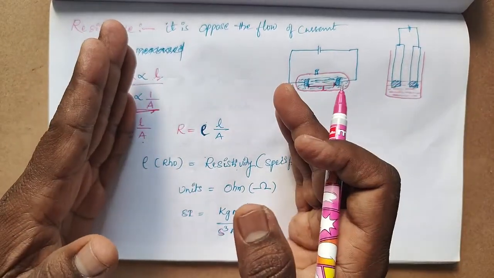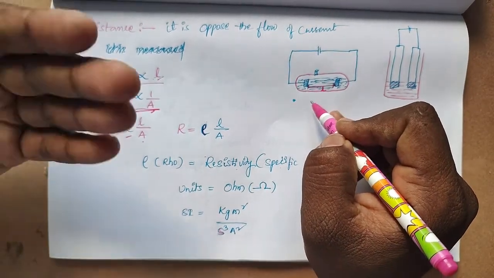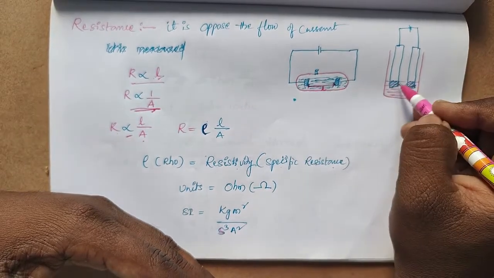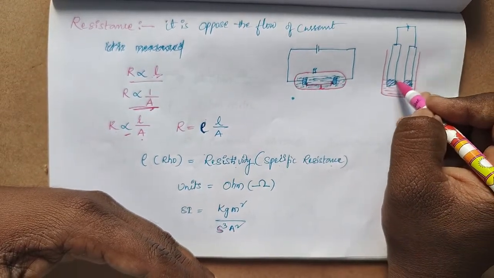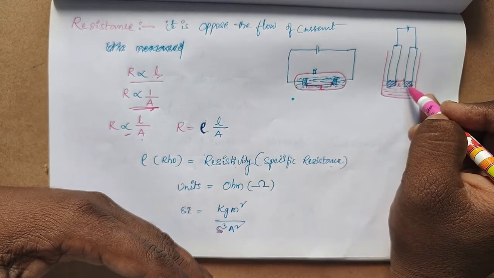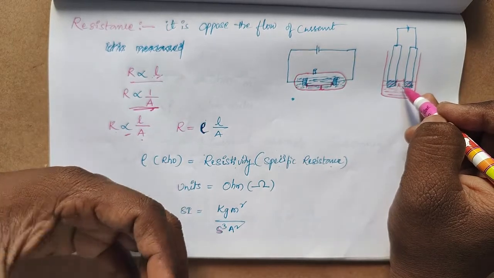If the L value decreases, the resistance decreases, which means conductance increases. You observe in this cell the length between the two electrodes, which is taken as length. If the length increases, resistance increases. If the length decreases, resistance decreases.